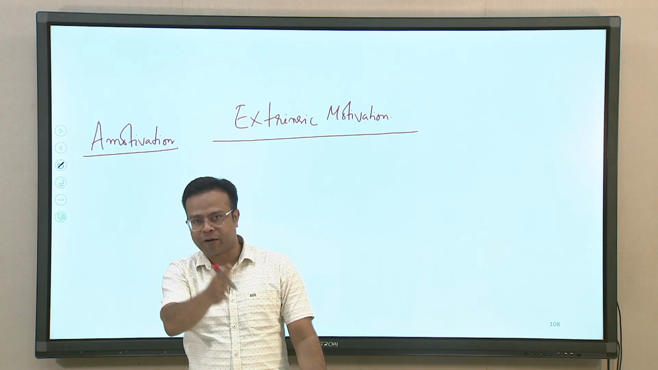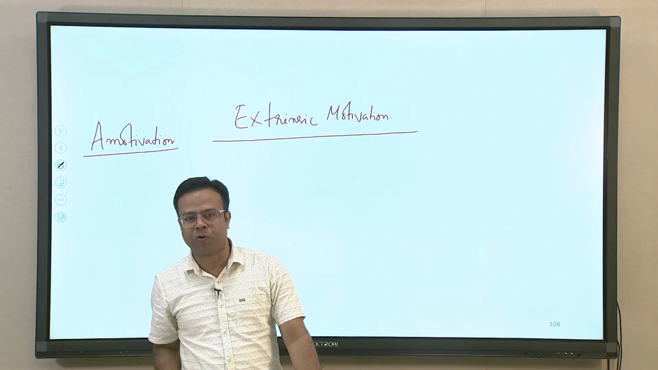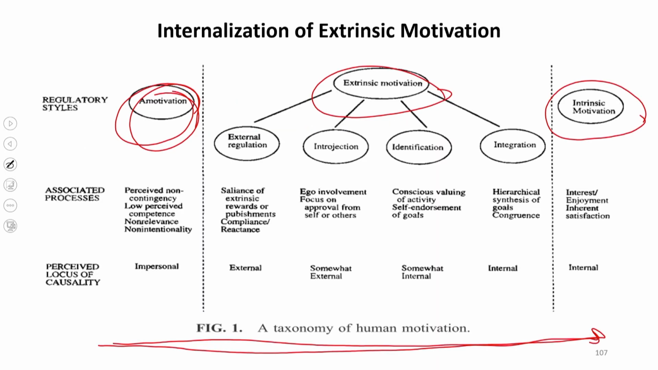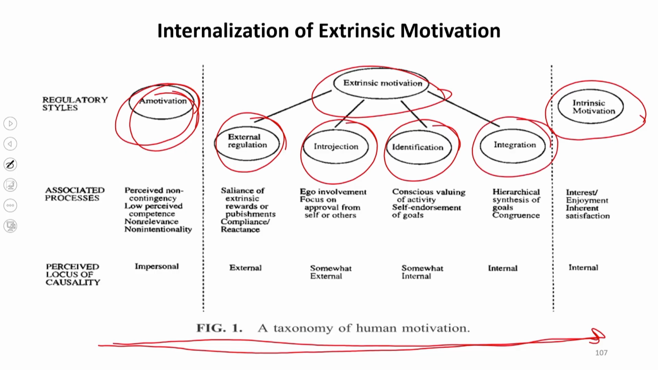Then comes extrinsic motivation. According to this theory, extrinsic motivation is not one thing; there are so many categories under it. They specifically talked about 4 categories, which we have shown in this diagram. One is called external regulation, another is called introjection, then identification and then integration. Let us see what these 4 categories are.